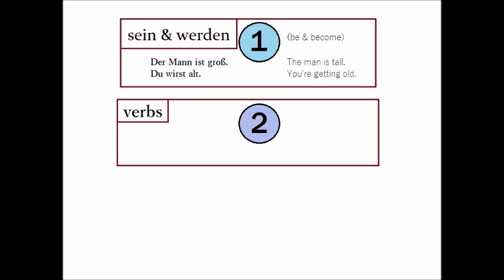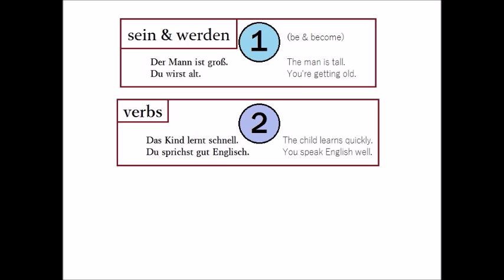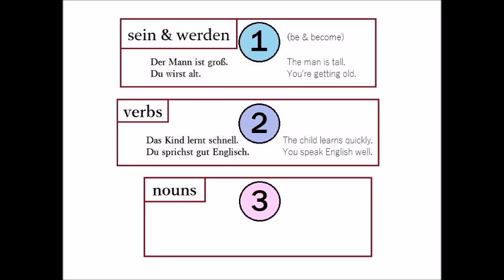2. With verbs. You can add adjectives right after verbs to describe how you do something. Technically, that's an adverb then, but in German, all adjectives can be used as adverbs without having to change anything. In English, you would have to add -ly at the end. For example, das Kind lernt schnell. The child learns quickly. Du sprichst gut Englisch. You speak English well.